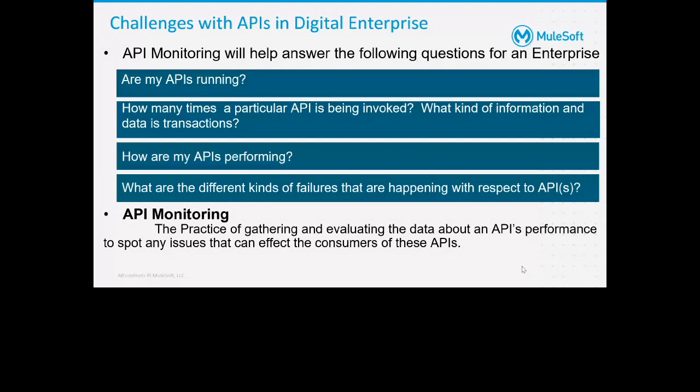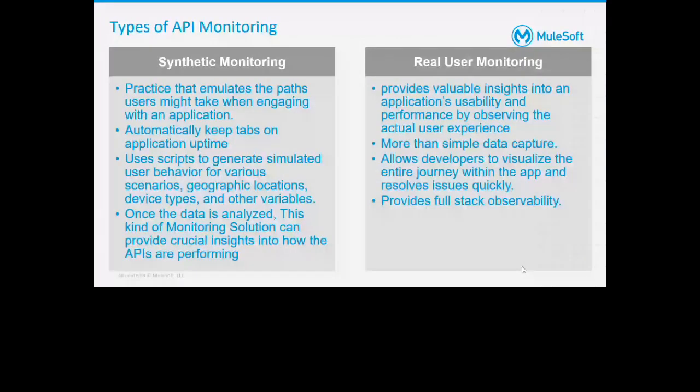So there are two types of monitoring here. One is synthetic monitoring, the other is real user monitoring. In synthetic monitoring, you emulate the paths a user might take. You are simulating a situation and then monitoring your application or API. It automatically keeps tabs on your application uptime, and uses scripts to generate simulated user behavior of various scenarios, geographical locations, and device types. You simulate all of this. It's not like you are doing real-time monitoring or anything like that in this kind of monitoring.